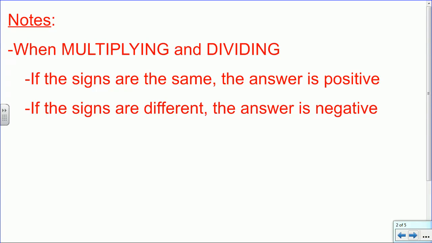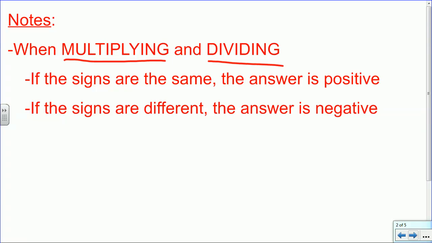Number one, or just the notes: when multiplying and dividing, when we're doing these two operations, this is important. If the signs are the same, the answer is positive. And if the signs of the two numbers you're multiplying or dividing are different, the answer is negative. When we talk about the signs, we're talking about the positive and negative signs. So we're going to memorize those rules. If the signs are the same, it's positive, it's a good relationship. But if they're different, they don't get along, so it's a negative relationship. That's maybe one way to think about it.